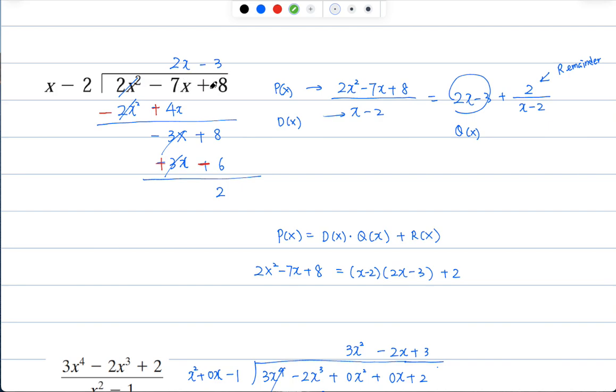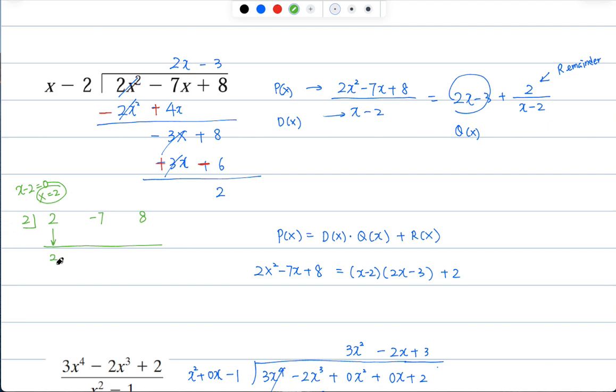Only need to write our coefficients. So for 2x squared, I only write 2. Negative 7x, I only write negative 7. And this constant value 8, I write here. So x minus 2: since x minus 2 equals 0, then x equals 2. I'm going to write this 2 in the left corner. The first 2 just comes down here.